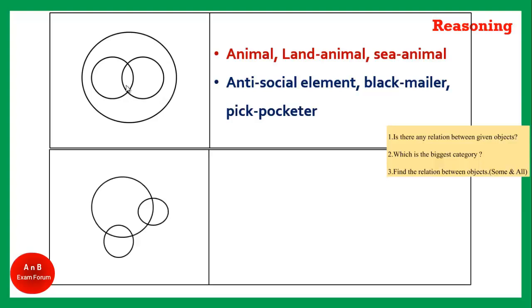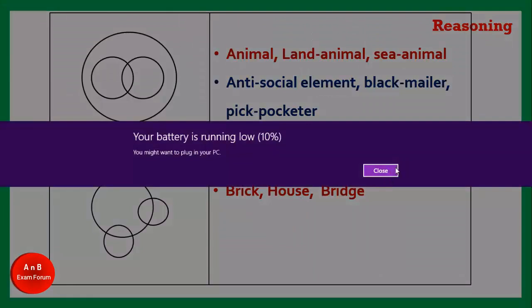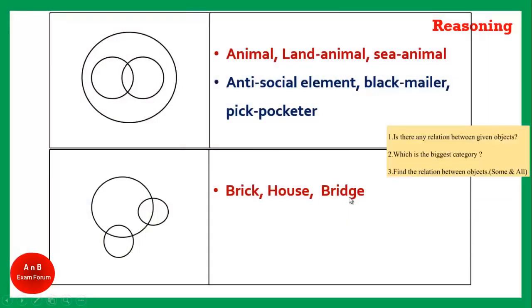Coming to the last category, I think this is brick, house and bridge. Is there any relationship? A small relationship you can find out. What is the biggest category? Yes, I think the biggest category is brick, because from brick you can make your house, from brick you can make the bridges. But there is no relationship between house and bridges.